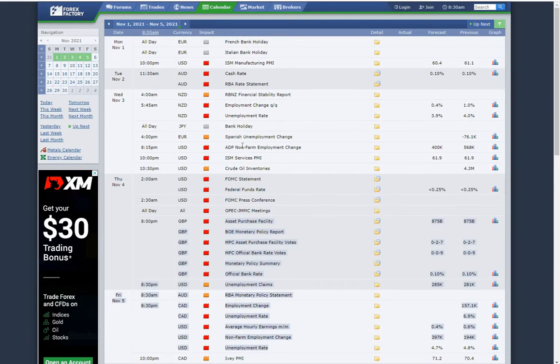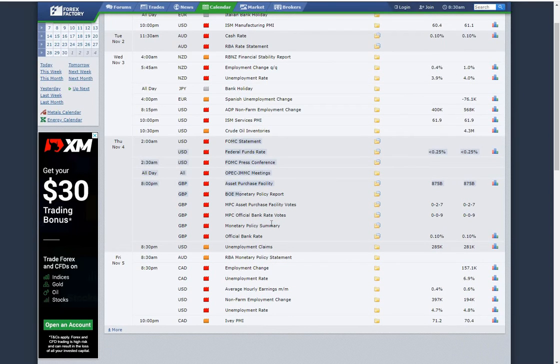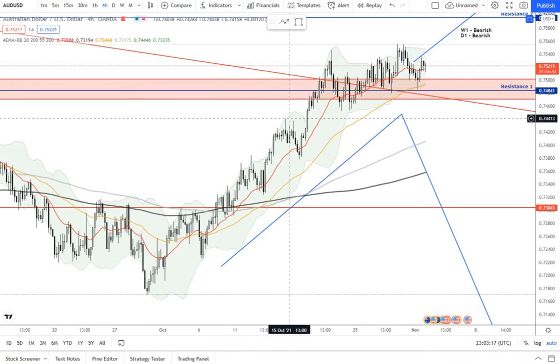Usually, when there are major news events like this, it is best to stay on the sideline or reduce your trade size to reduce unnecessary risk due to the market volatility and uncertainty, okay. Alright, so let's move on to the chart.